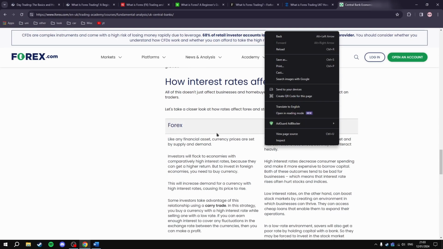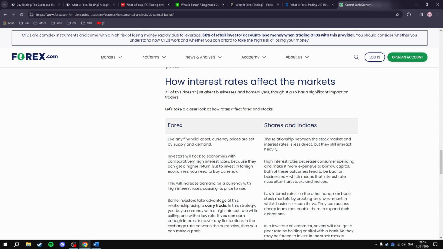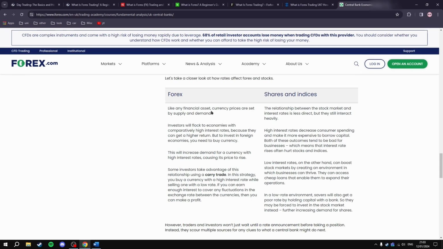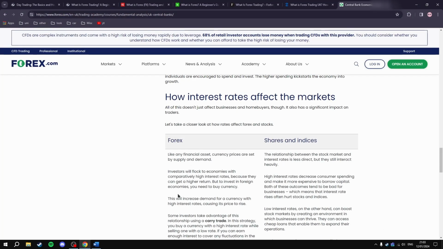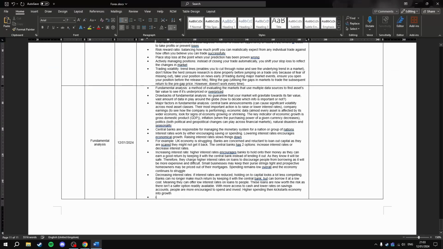How interest rates affect the markets. All this doesn't just affect businesses and home buyers though, it has a significant impact on traders. Let's take a close look at how rates affect Forex and stocks. Forex, foreign currency, looks like any financial asset. Currency prices are set by supply and demand, like any financial assets. Interest rates can also affect Forex and stocks.